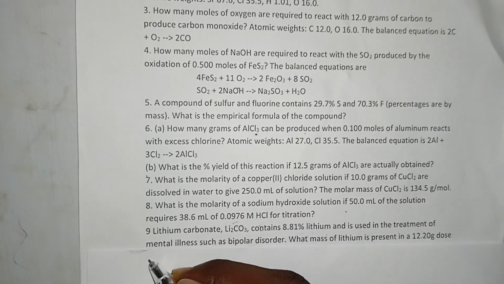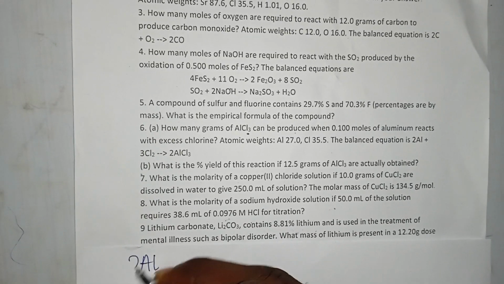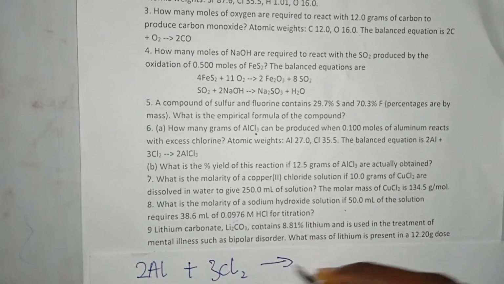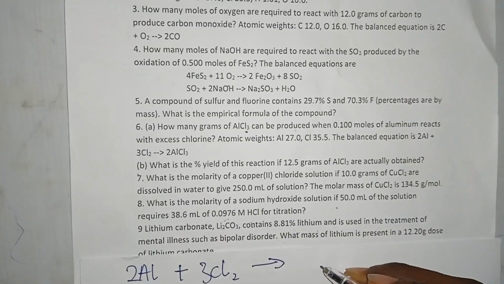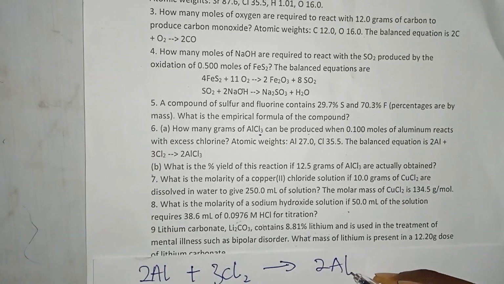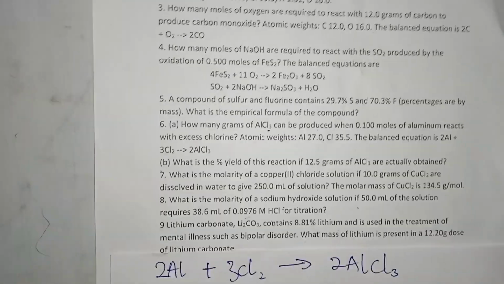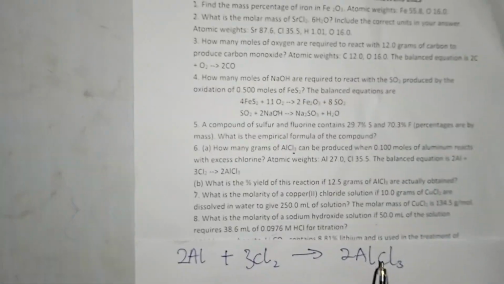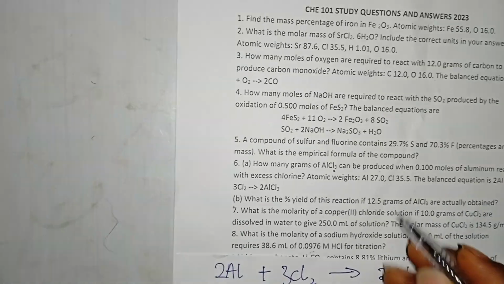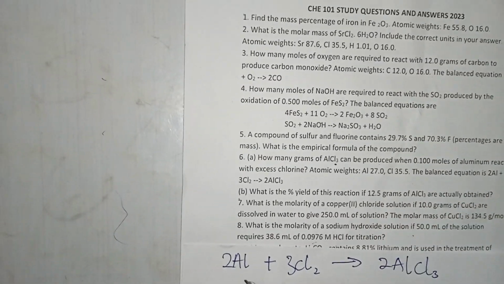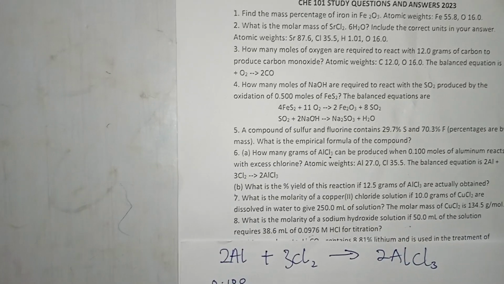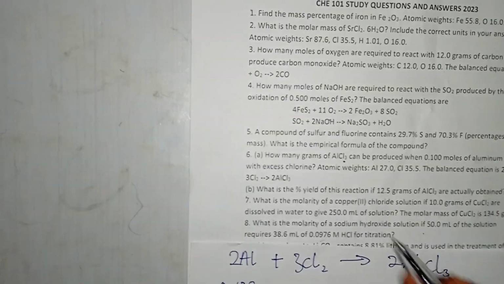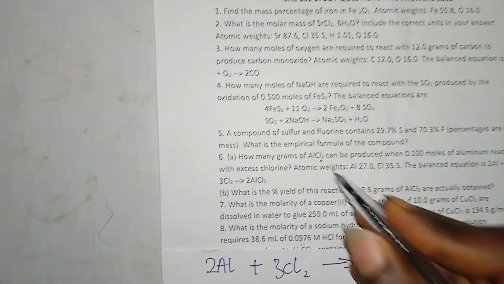Okay, so the balanced equation we have is 2Al plus 3Cl2, that is 3 chlorine, giving me 2 moles of aluminum chloride. So this is what I have. Now they're asking me, they said, can be produced when 0.100 moles of this reacts with excess chlorine to produce, and what they are asking me is how many grams of this aluminum chloride.